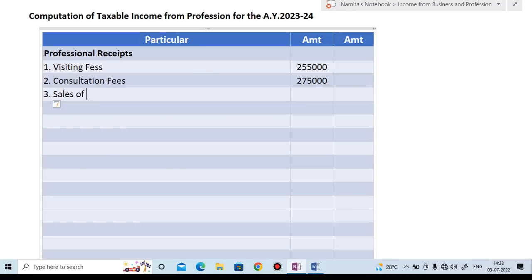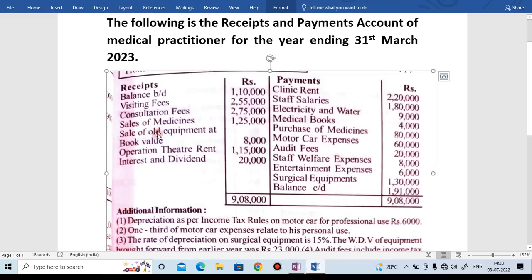Sales of medicines 1,25,000. Now check the next professional receipt which is related to medical field. Sales of medicines 1,25,000 we have taken.